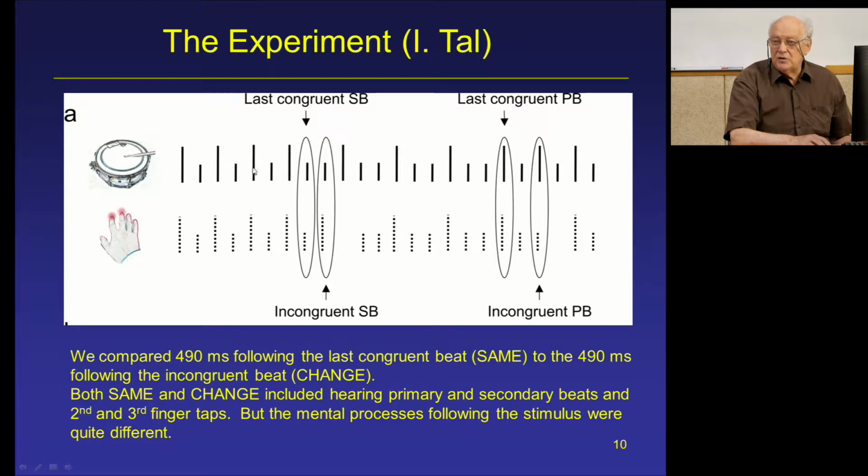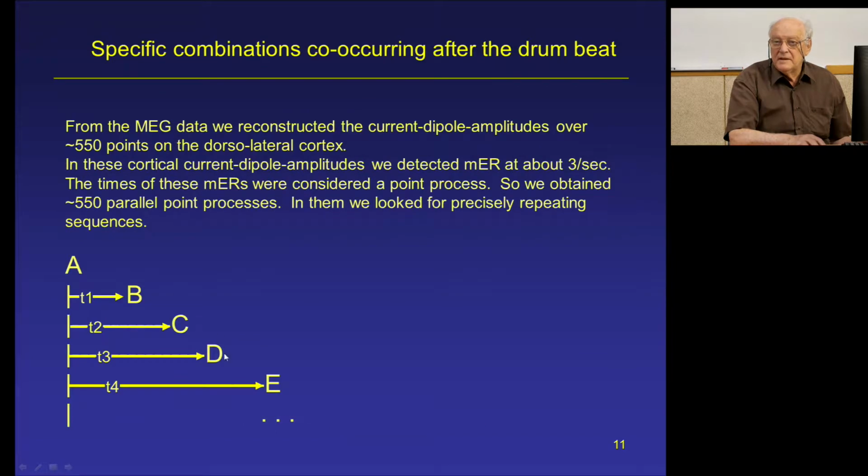Within this behavior, we are interested in 2 types of events. The last congruent beat, which can be like this, or the first incongruent beat, which can be like this or like this. Note that both the same and change include hearing primary and secondary drum beats and second and third finger taps, but the mental processes following the stimulus are quite different.